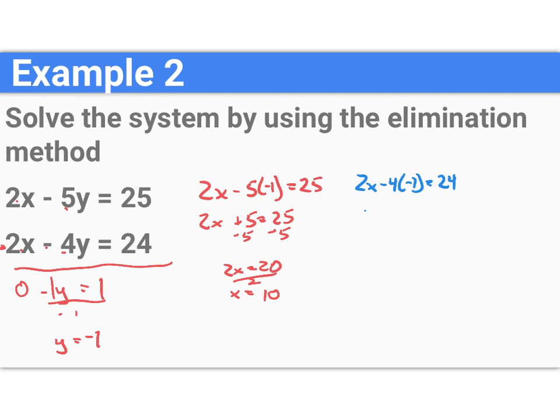Now for the other equation, 2x minus 4 times negative 1 is positive 4 equals 24. Subtract 4 from both sides. 2x equals 20. Divide by 2, x equals 10. Now what does this tell you? Your point of intersection is 10, comma, negative 1. And that's what you're looking for. And that's all we do in systems of equations. And so you look to use the elimination method when you have the same coefficients on one of your variables. So the last example we looked at a y coefficient, and this example we looked at the x coefficient that was the same.